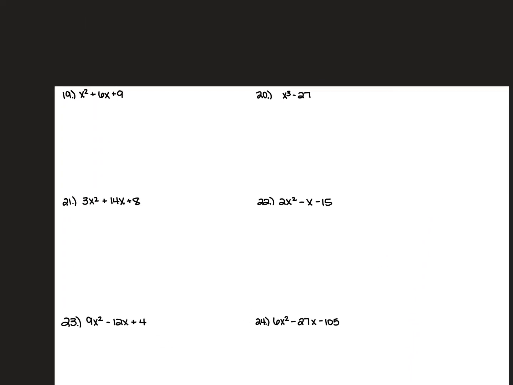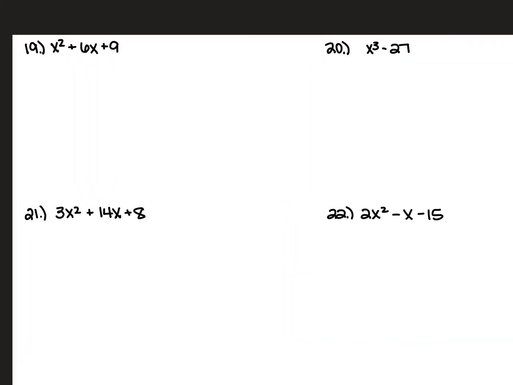If we look at your next one, you're given x squared plus 6x plus 9. This one's a trinomial. You do not have a greatest common factor. Your a is also 1. So ask yourself, what are the factors of 9 that add up to be positive 6? So this just factors to be x plus 3 times x plus 3.